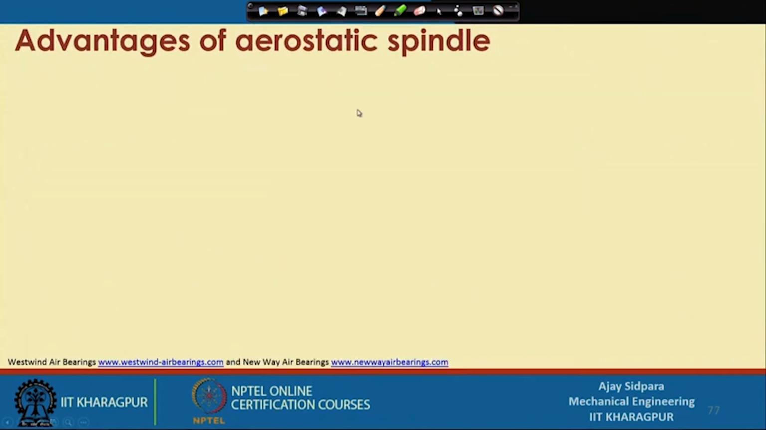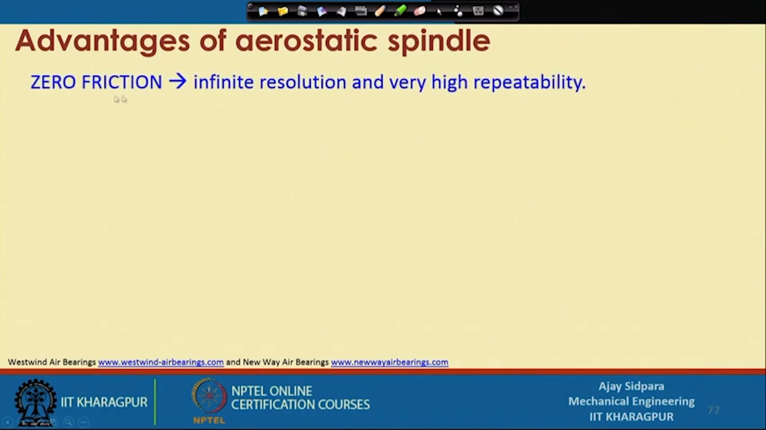Now, let us discuss a summary of this aerostatic bearing. What are the advantages? It has zero friction, so infinite resolution and very high repeatability are possible here, with the condition that you add an encoder also. If your encoder resolution is not good, then there is no way you get the complete advantage of the spindle speed.